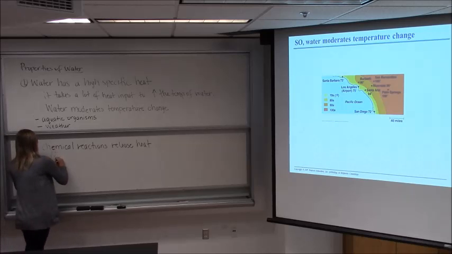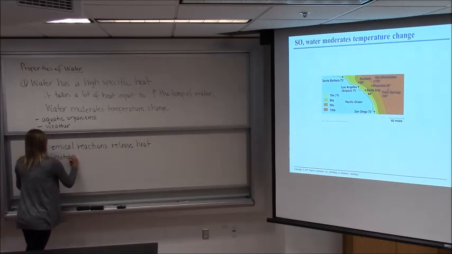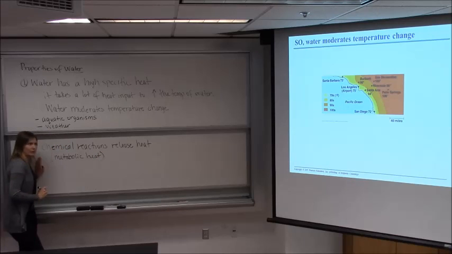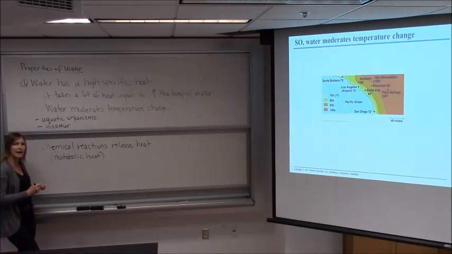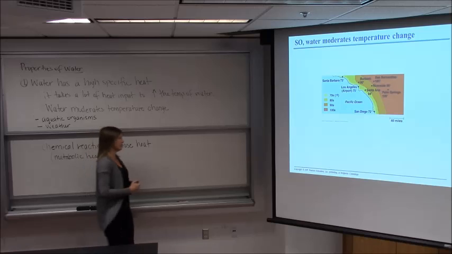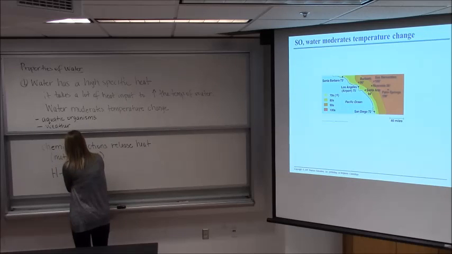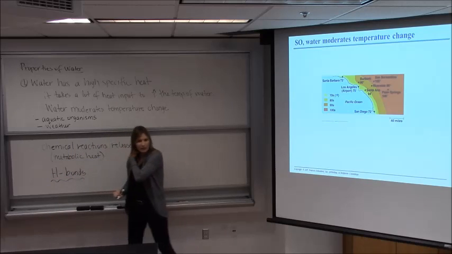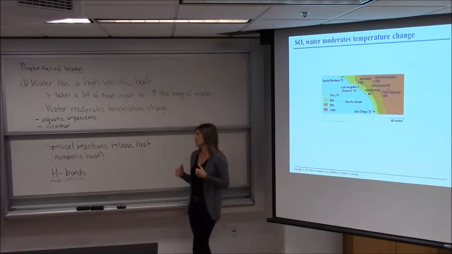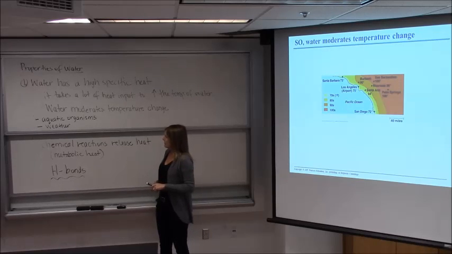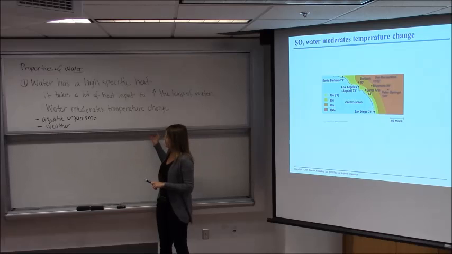All that metabolic heat is absorbed before water increases in temperature. The reason for that? The hydrogen bonds. Hydrogen bonds are responsible for this property of water. Those hydrogen bonds can absorb a lot of heat before water increases in temperature. And that's the reason water is able to moderate temperature change. So this is a big deal.